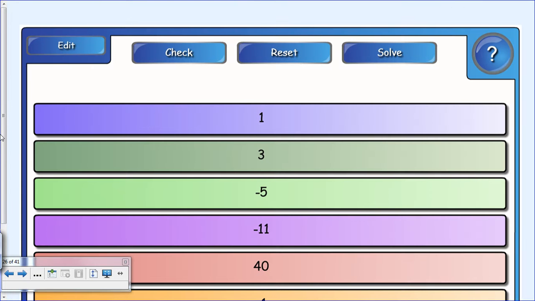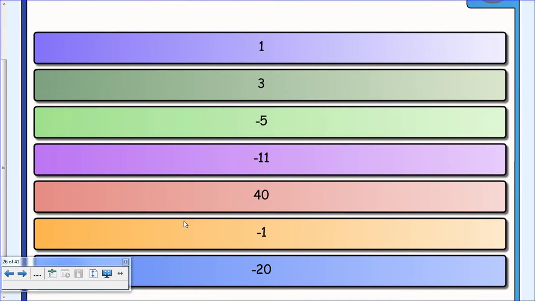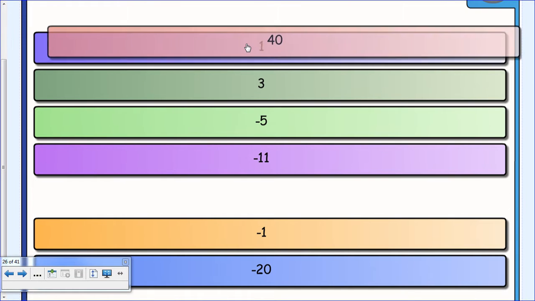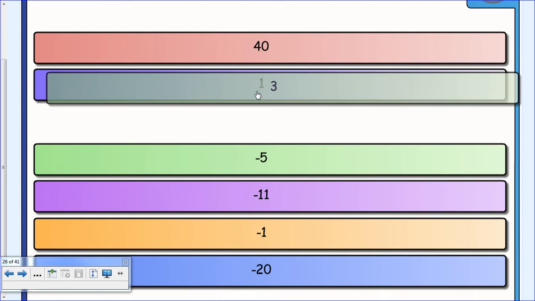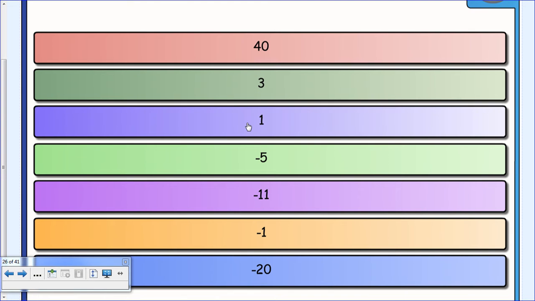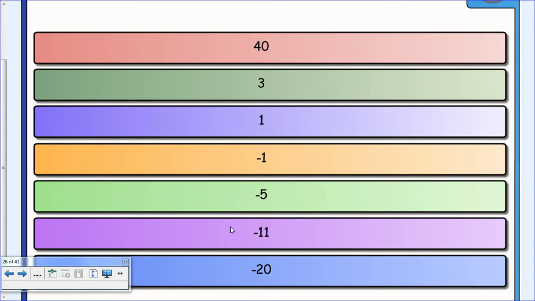Alright, now what we're going to do is we are going to order these numbers here from largest to smallest. So the largest would be 40, and you can definitely jot these down underneath or next to your notes. Next would be positive 3, then we have positive 1. Next, for negative numbers, the one that's closest to 0 would be negative 1, then negative 5, negative 11, and negative 20. You can pause the video here if you need to.